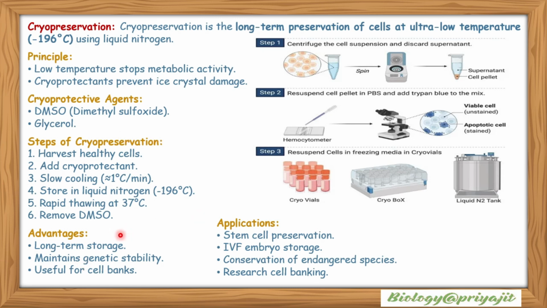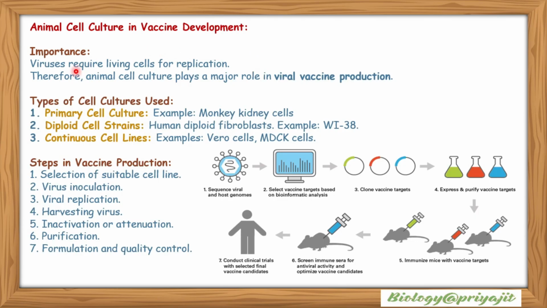What are the advantages? You can use it for long-term storage. It maintains genetic stability. It is useful for cell banks. Applications: stem cell preservation, IVF (in vitro fertilization) embryo storage, and conservation of endangered species. Research: cell bank. Animal cell culture in vaccine development. Importance: viruses require living cells for replication. Therefore, animal cell culture plays a major role in viral vaccine production.